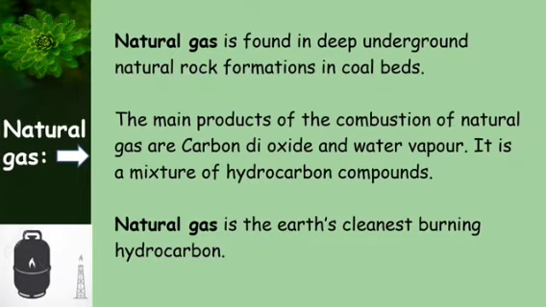Natural gas is found in deep underground natural rock formations and in coal beds. The main products of the combustion of natural gas are carbon dioxide and water vapor. It is a mixture of hydrocarbon compounds. Natural gas is supposed to be the Earth's cleanest burning hydrocarbon.